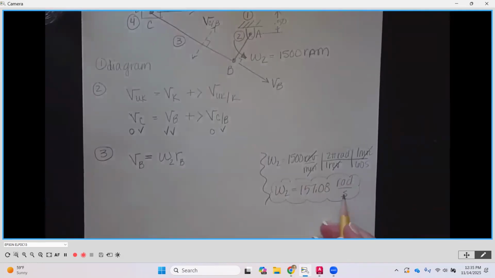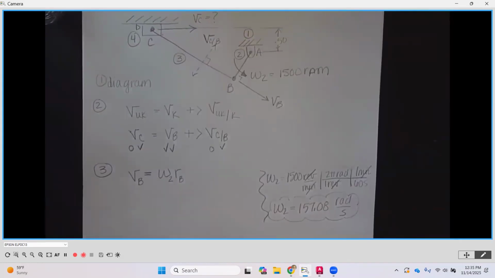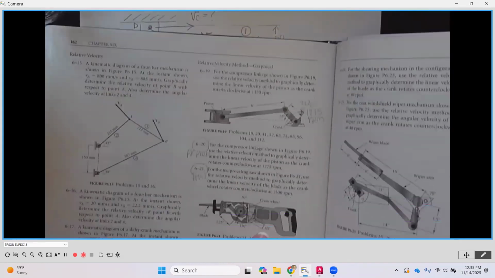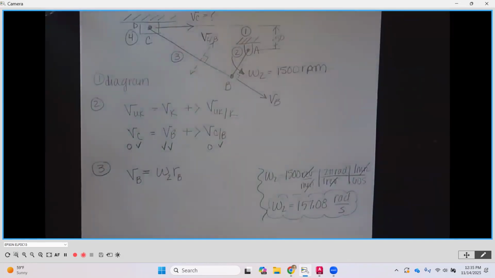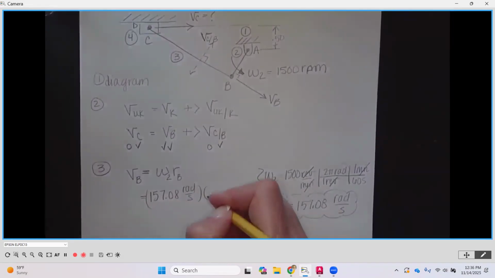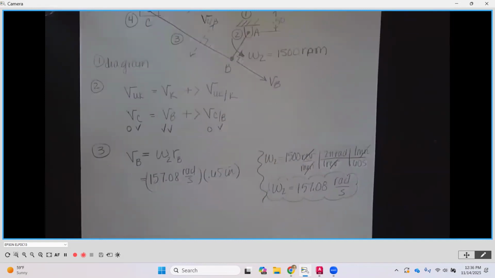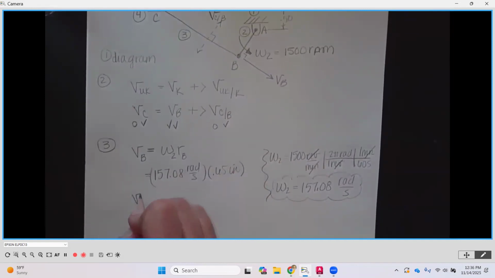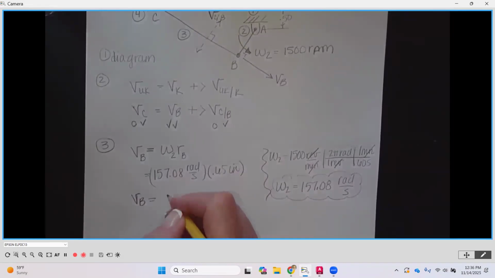So we are going to use this value then in our W2. Now, the radius of B, as given in the illustration, is 0.65, okay? So we are simply going to plug these values in: 157.08 radians per second, make sure that you keep your units in there, times 0.65 inches. So we multiply these out, velocity of B, you get 102.1, and that's going to be inches per second.